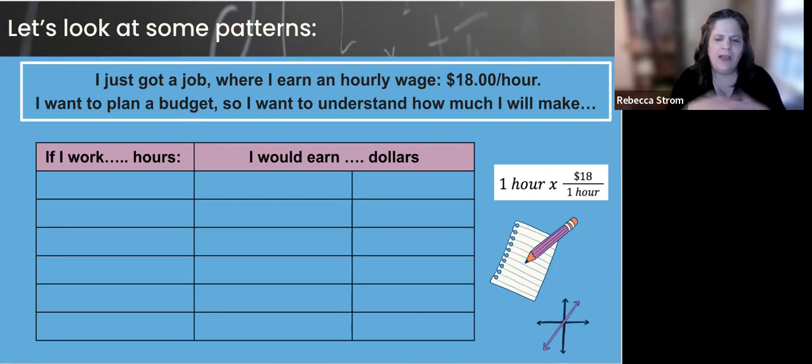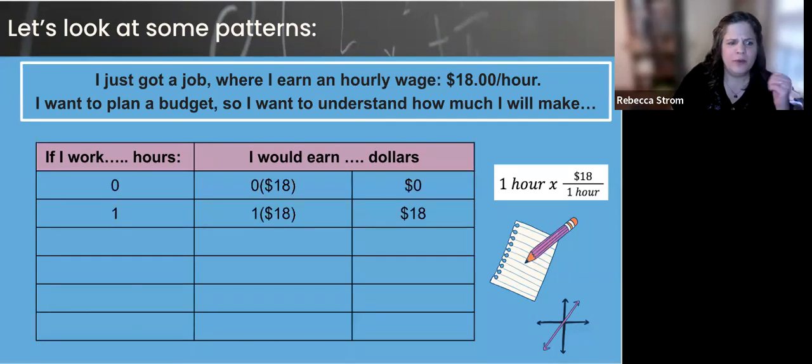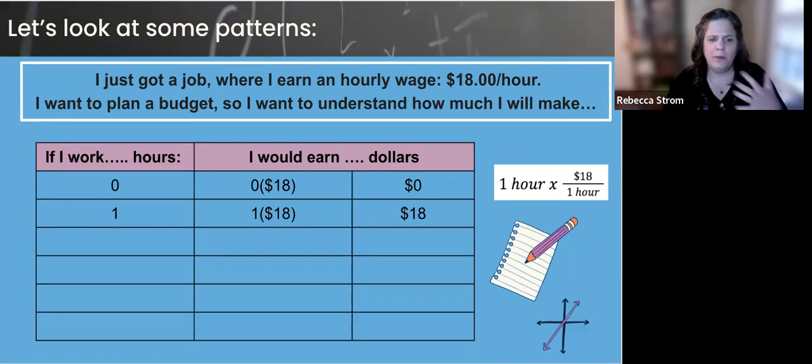So if I want to make this budget, I need to start with some basic information. So if I work this many hours, then I would earn this many dollars. And I need to think about how those pieces are related. So it's always a great idea to start with what we know. So I know that if I don't work, I'm not going to make any money, right? 0 hours makes $0. If I work 1 hour, I'm going to make the $18.